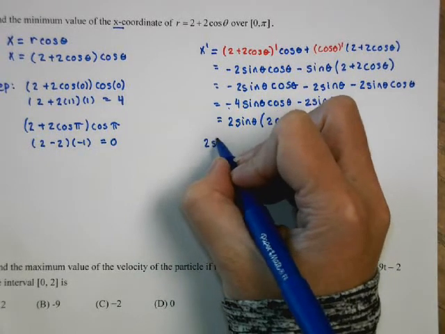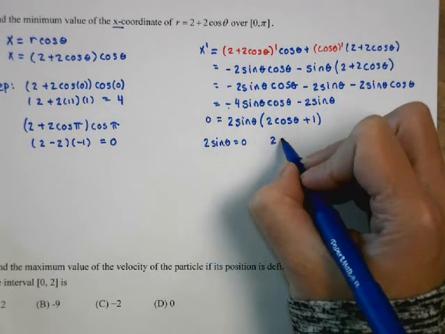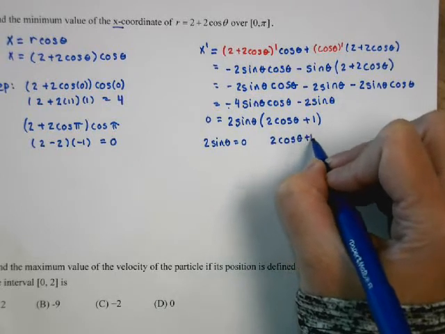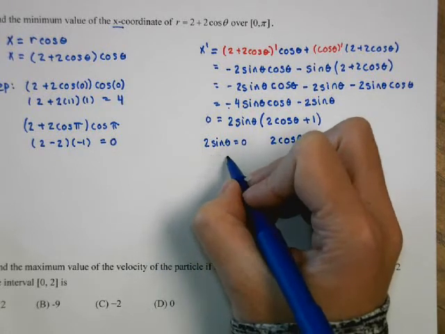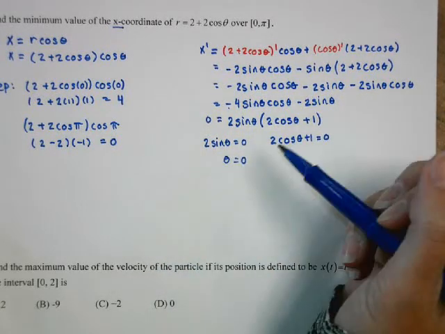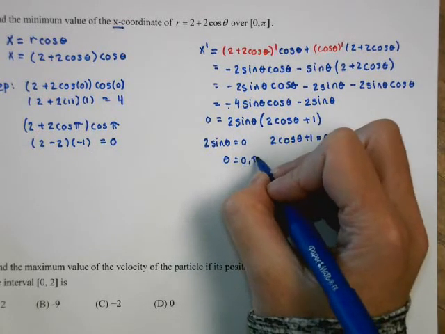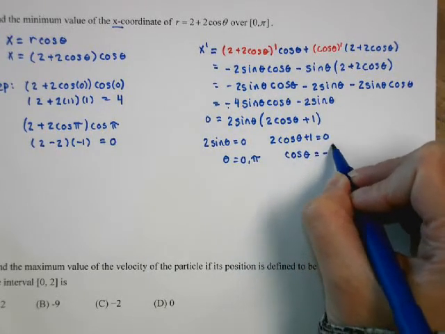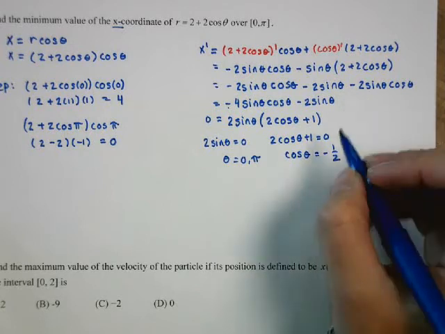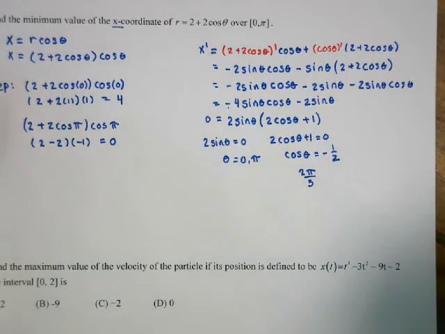So either 2 sine theta equals 0, because we're setting our derivative equal to 0, or 2 cosine theta plus 1 equals 0. So sine equals 0 when theta equals 0. So we've already got that one taken care of. Between 0 and pi, it's also 0 at pi. Here we're looking at cosine of theta equal to a negative 1/2. So between 0 and pi, that's going to occur at 2 pi over 3. So that's our last candidate.